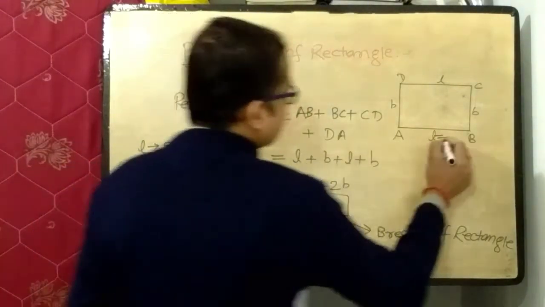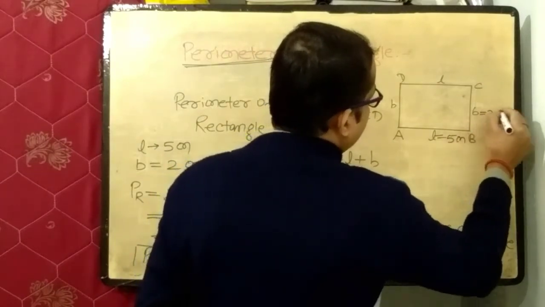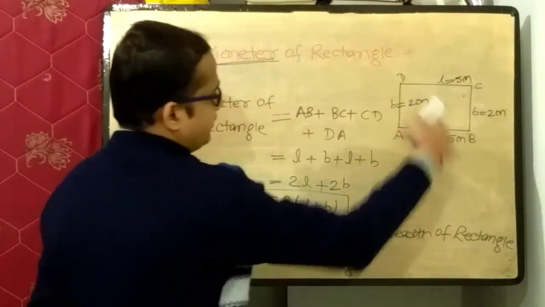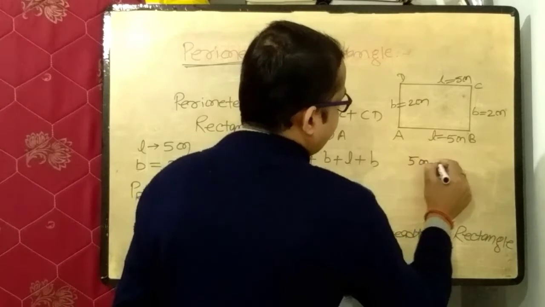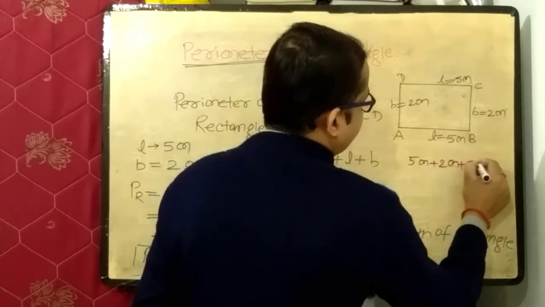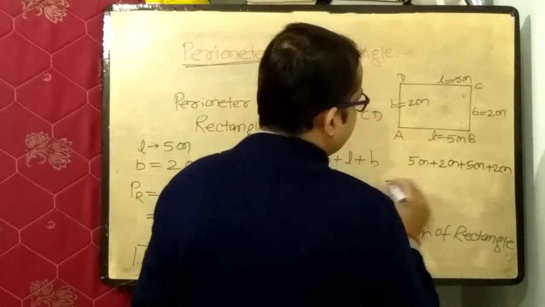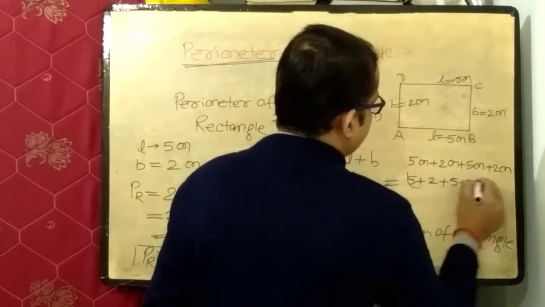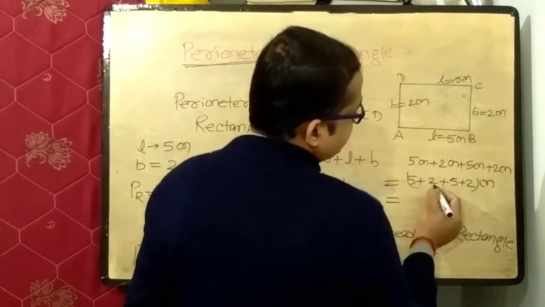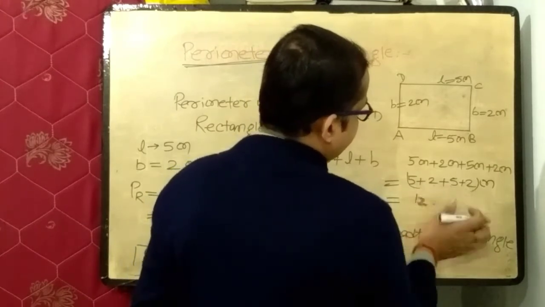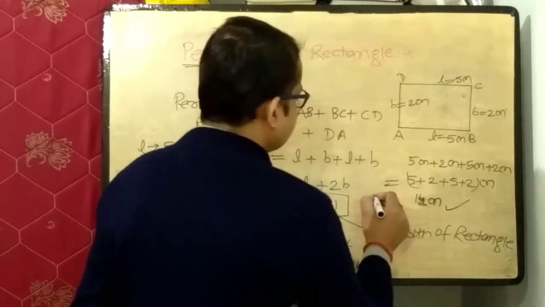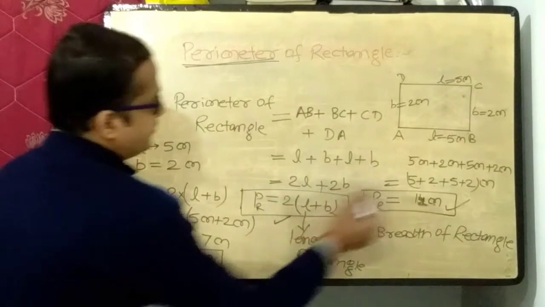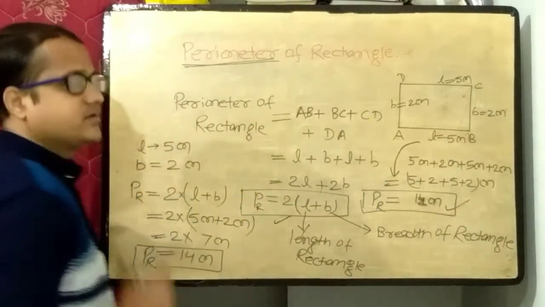Also you can mention the sides 5 meter, 2 meter, 5 meter, 2 meter. Now add all these sides: 5 meter add up 2 meter add up 5 meter add up 2 meter. Meter is common, so 5 add up 2 add up 5 add up 2. That means 5 and 2 is 7, 5 is 12, 2 is 14 meter. This is the perimeter of the rectangle. Either you can use this formula or solve directly. You will get the same answer.